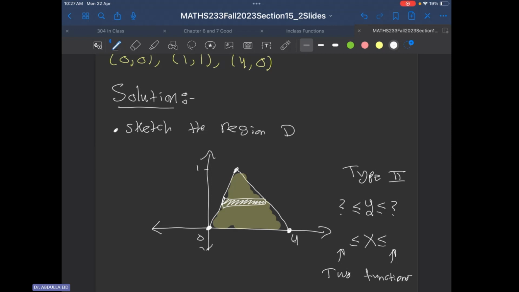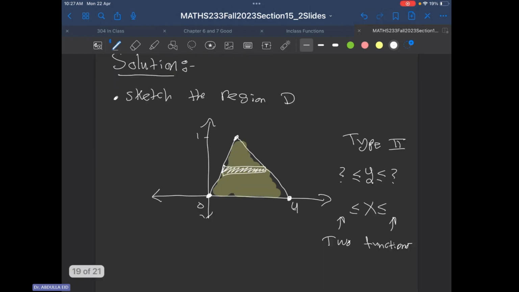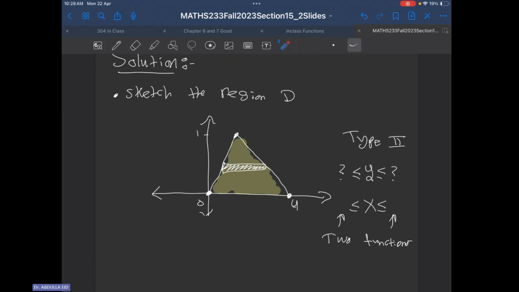Now, of course, we don't need to find the intersection point here because all we need to know is y is between what and what. Of course, if we take this triangle down to the bottom, I will reach 0. If I take this triangle to the top, the y will be 1. So those can be found easily. So it's 0 to 1. Now, what remains for us is to find this function. Let me do it in green. This function here.